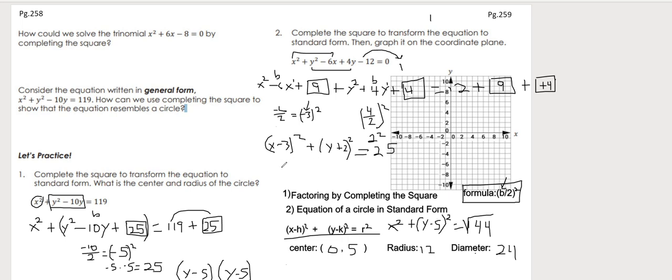So now to find the center of the circle, the center will be located at positive 3, negative 2. This is where the center is. And to find the radius, remember, I will have to find the square root of 25. So the radius will be equal to 5. And the diameter will be equal to 10. Again, this is it. This is how you do it by completing the square.